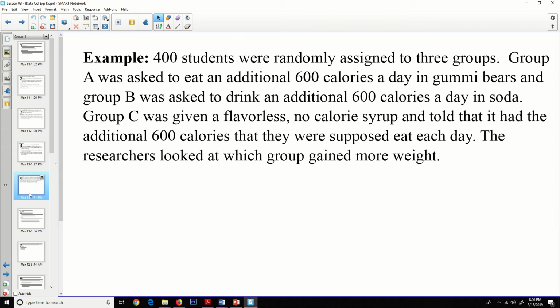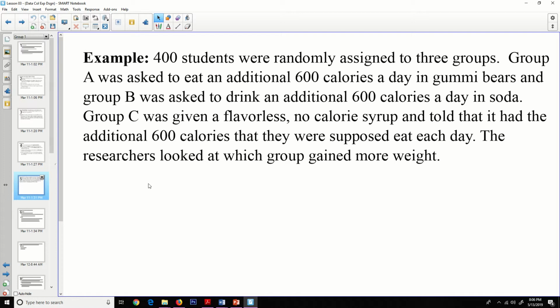So an example of an experiment: 400 students were randomly assigned to 3 groups. Group A was asked to eat an additional 600 calories a day in gummy bears. Group B was asked to drink an additional 600 calories in soda. Group C was given a flavorless, no-calorie syrup and told that it had the additional 600 calories that they were supposed to eat each day. The researchers looked at which group gained the most weight.